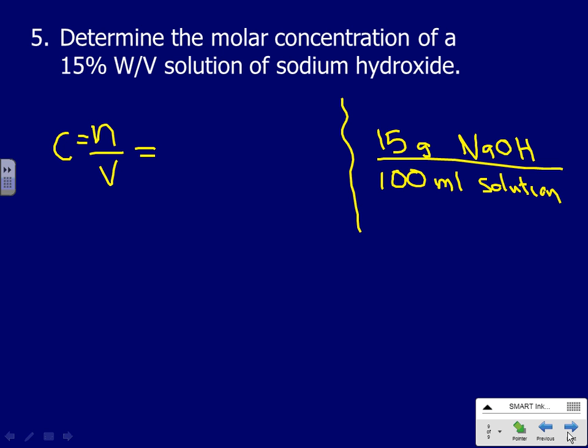Is that a hand up, Carissa? We're going to go with a hand up. Carissa, do you see anything here that I can put into this equation? This 15 grams is in 100 milliliters, so we can put 0.100 liters on the bottom.